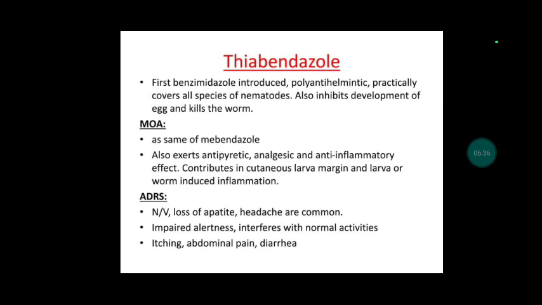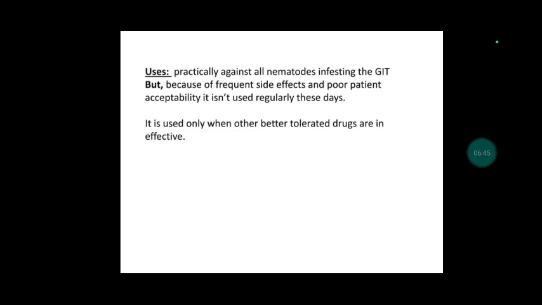Now we'll see what are the adverse drug reactions. So loss of appetite, headache are common, impaired alertness, interference with normal activities, itching, abdominal pain and diarrhea. Now what are the uses? Practically against all nematodes infesting the gastrointestinal tract. But because of frequent side effects and poor patient acceptability, it isn't used regularly these days. It is used only when other better tolerated drugs are ineffective.